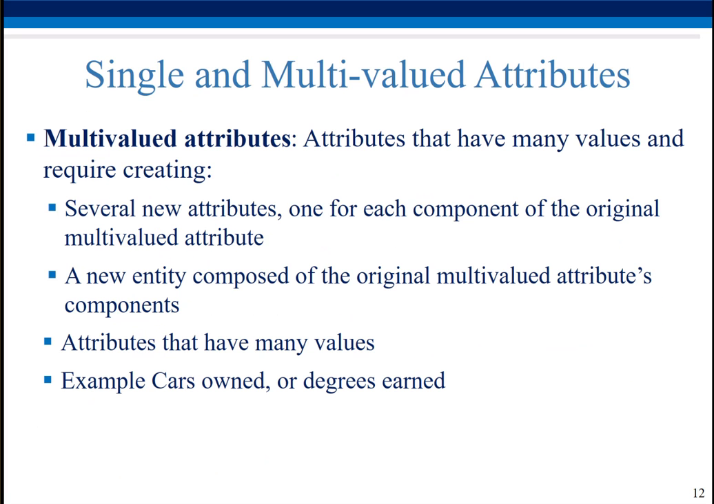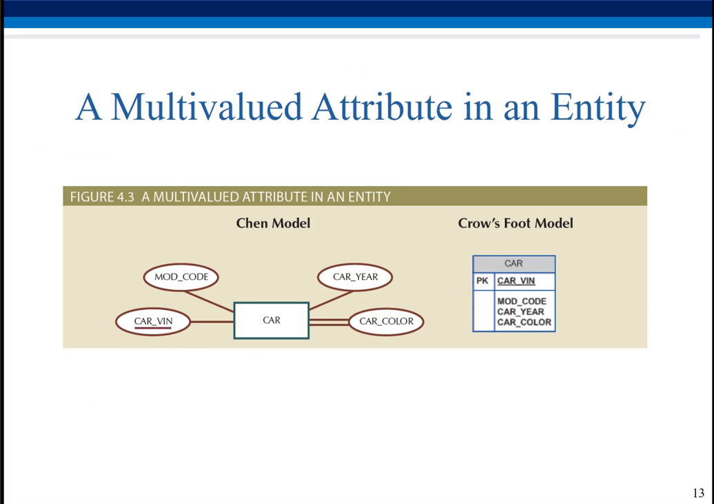Multi-valued attributes have many values, and they require creating several new attributes or a new entity composed of the original multi-valued attribute components. Attributes that have many values are, say, cars owned or degrees owned. A single person can own 4 cars, and a single person can have an undergraduate degree and several graduate degrees. So here's an example of a multi-valued attribute in an entity.